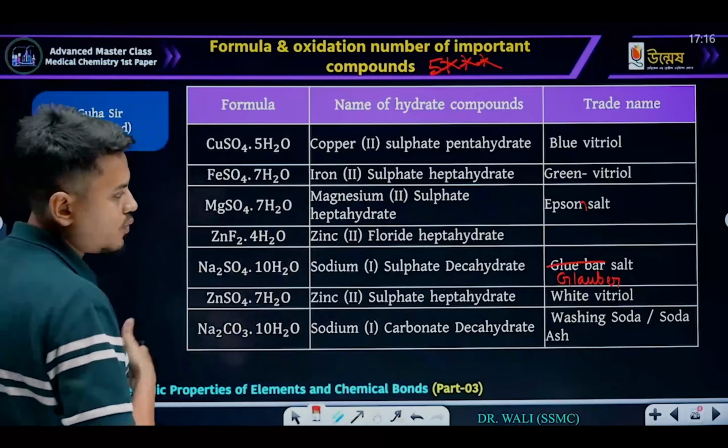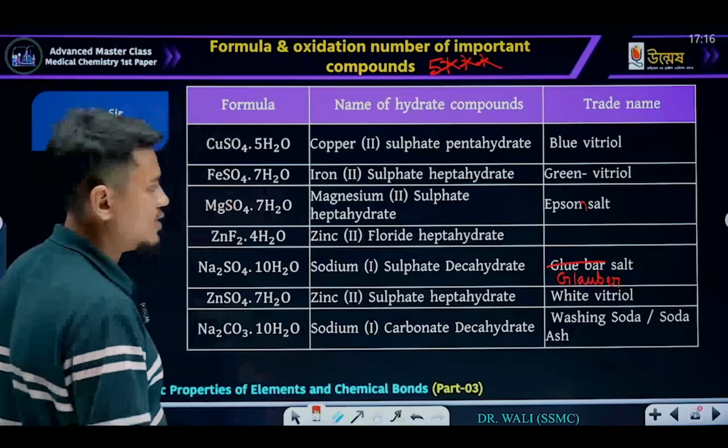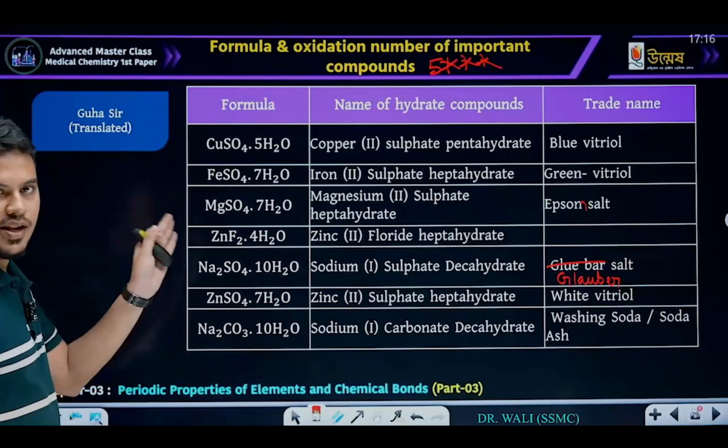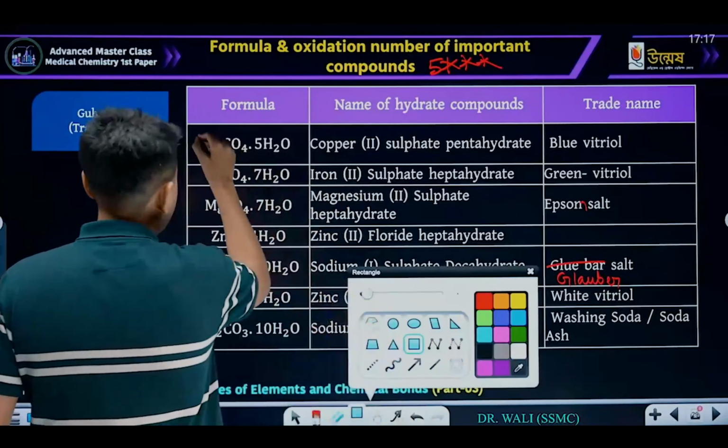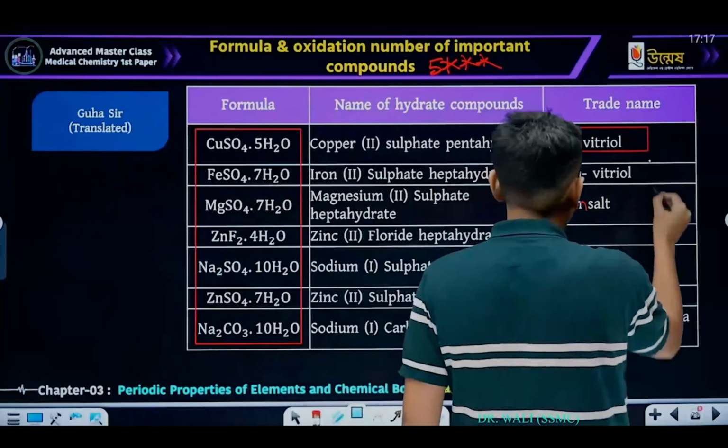Now zinc sulfate .7H2O, it is white vitriol. Sodium carbonate .10H2O, it is washing soda or soda ash. That's how you have to remember all the formulas. This is very crucial for the admission test. You have to memorize everything. Okay, there is no discount in this section. You have to remember all the formulas as well as all the trade names.